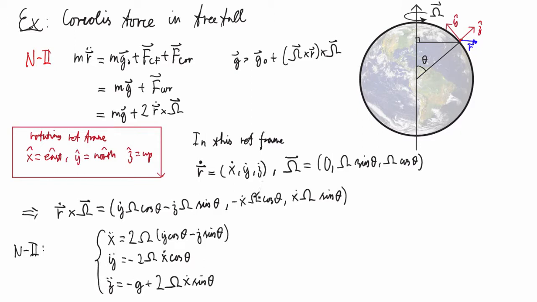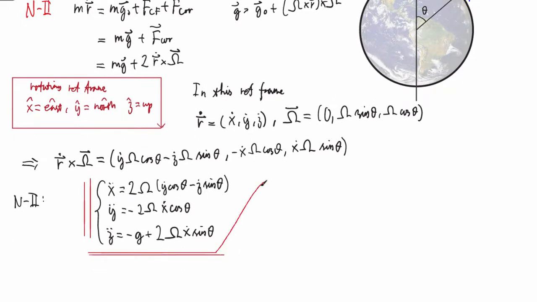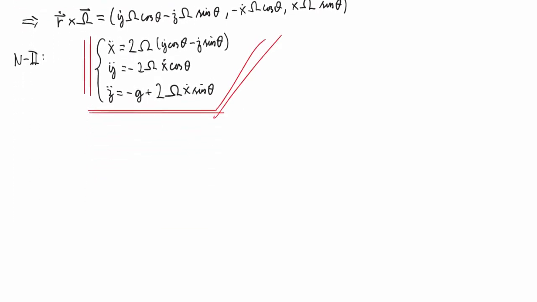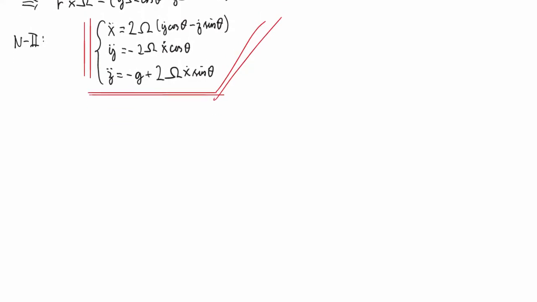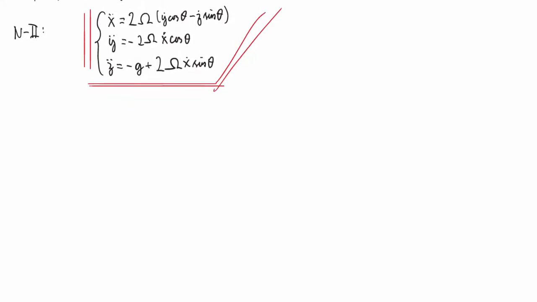And we can now see why it was convenient to work in this rotating reference frame, because now the force of gravity is only in the negative z direction. So the force of gravity is only present here, and all the other terms here are from the Coriolis force. So this term and that term are the Coriolis terms. This is the gravitational force term. So this is a system of differential equations that we are supposed to solve.